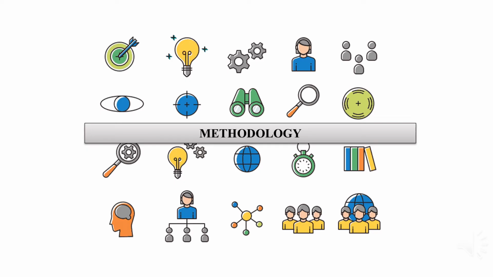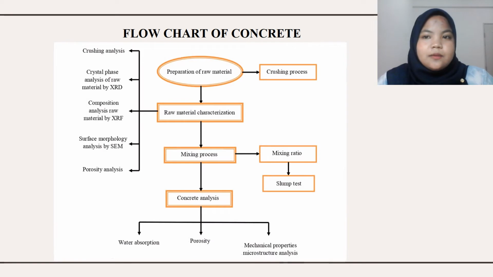Methodology is about the procedure and process involved in the experimental work for the entire project. The process consists of 4 phases, which are Phase 1, preparation of raw material, Phase 2, characterization of raw material, Phase 3, mixing process, and Phase 4, concrete analysis. The figure shows the flow chart of the experimental work.